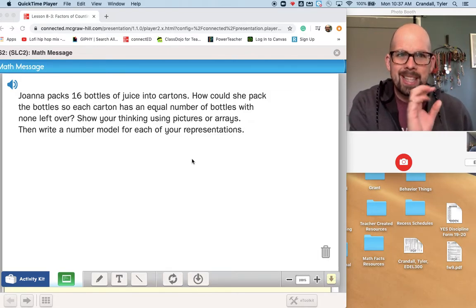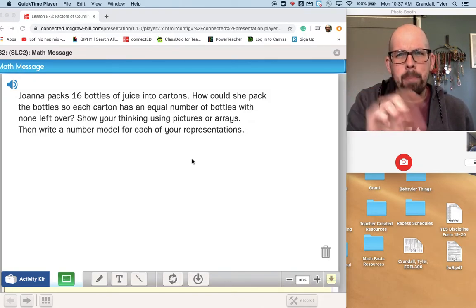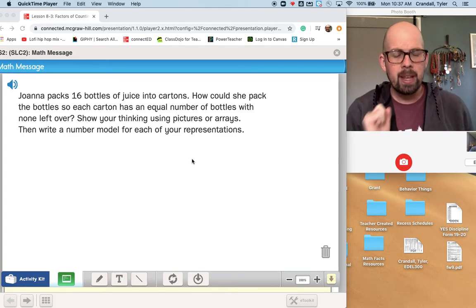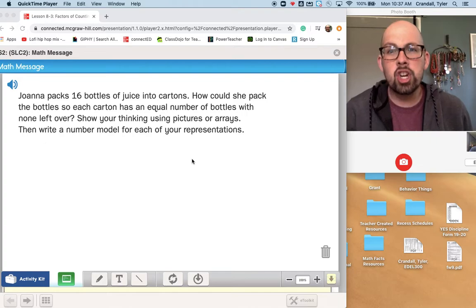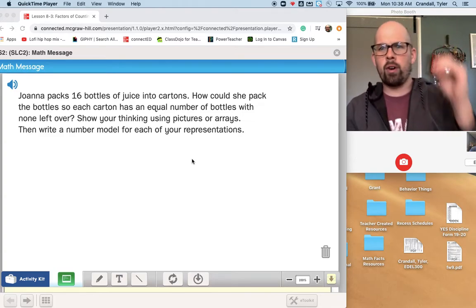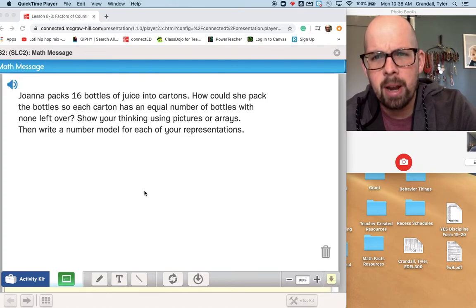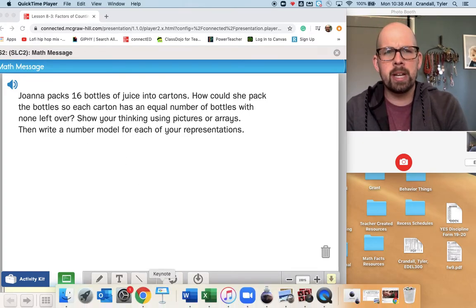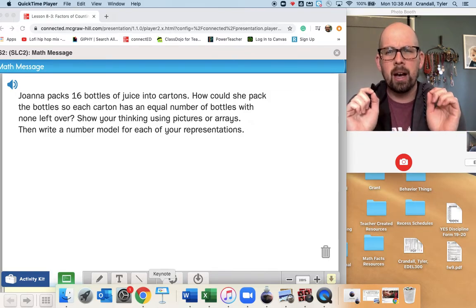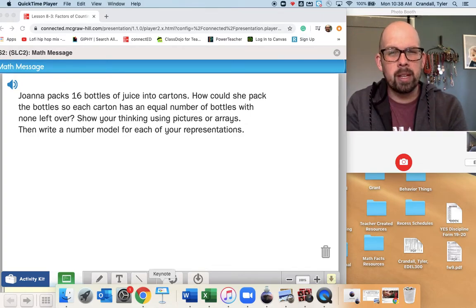Okay, so let's just think about this problem a little bit at a time. What's Joanna doing? She's packing 16 bottles of juice into cartons, and they want you to pack the bottles so that each carton has an equal number of bottles with none left over, and then you're going to be writing out some pictures, arrays, and number models to match your representation. So go ahead and press pause and work that problem out. 16 bottles of juice into cartons with none left over. So you're trying to divide 16 equally. So press pause and do that.